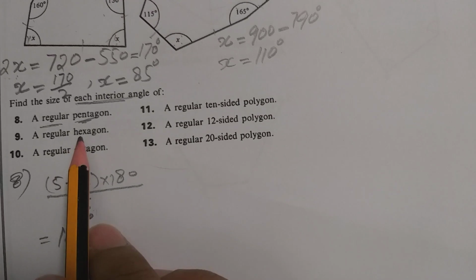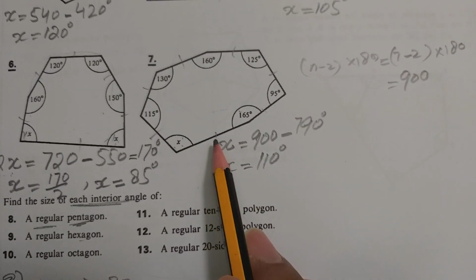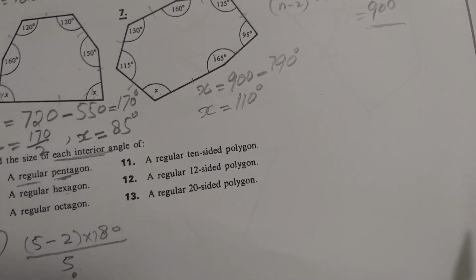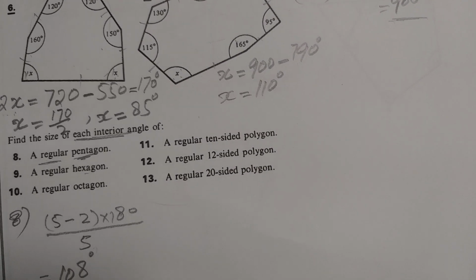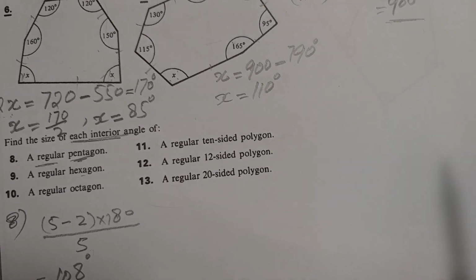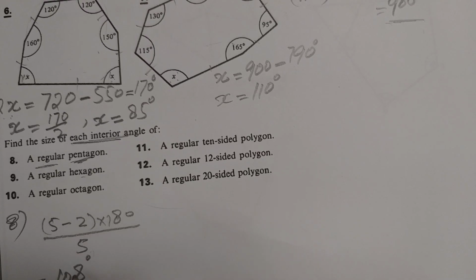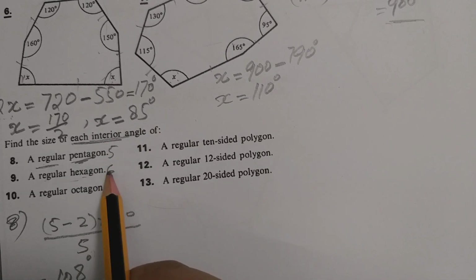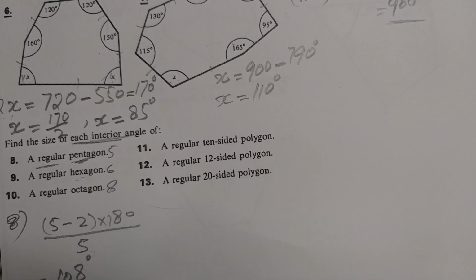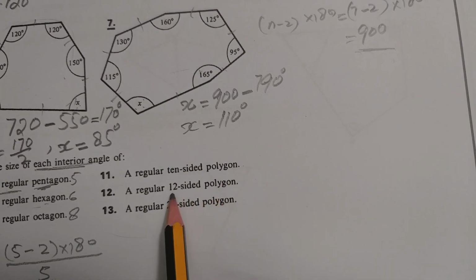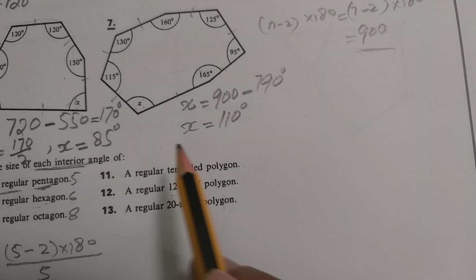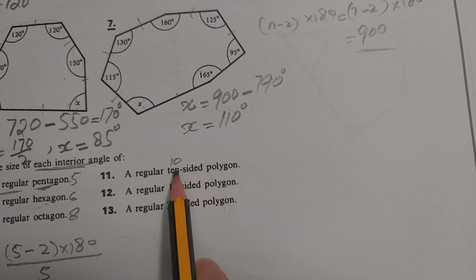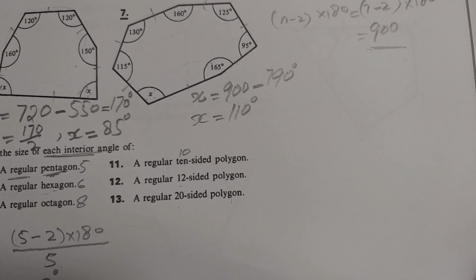Now the next question is the hexagon. In the previous question we had the hexagon, and we know the total angles in a hexagon is 900. So it's up to you, if you remember the total angles in a hexagon is 900, then 900 divided by the number of sides. How many sides does a hexagon have? The pentagon has 5 sides, the hexagon has 6 sides, the octagon has 8 sides. Here he already wrote 10-sided polygon, 12-sided polygon, 20-sided polygon, so the number is already given. So just divide the sum by these sides and you can find each interior angle.